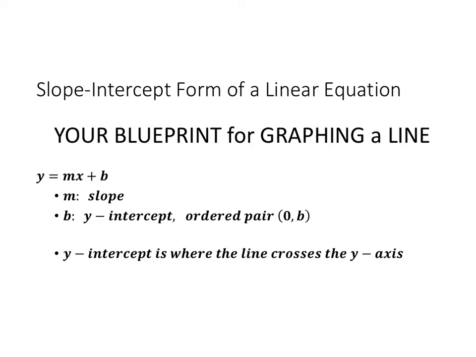Final piece of information, slope-intercept form, your blueprint for creating a graph. Remember, m, the number attached with the x, is your slope. b, the number without an x attached to it, that's your y-intercept. So pause the video if you need to and write this information down. Restart when you're ready.